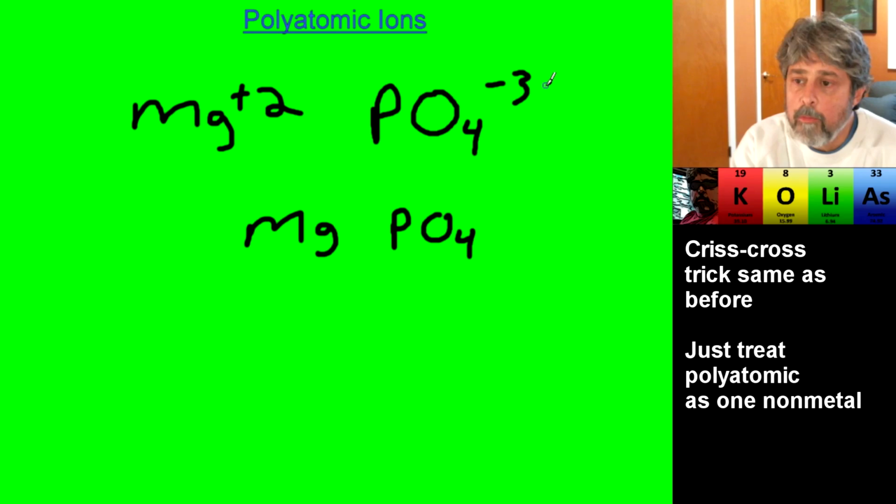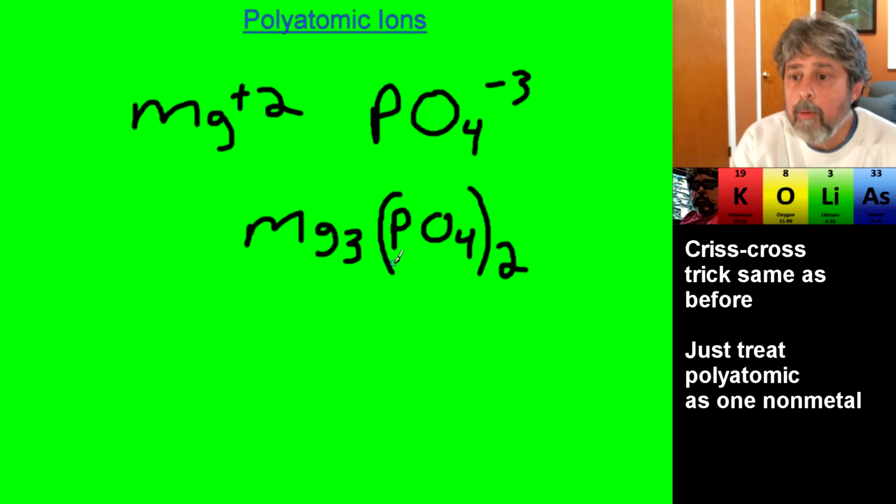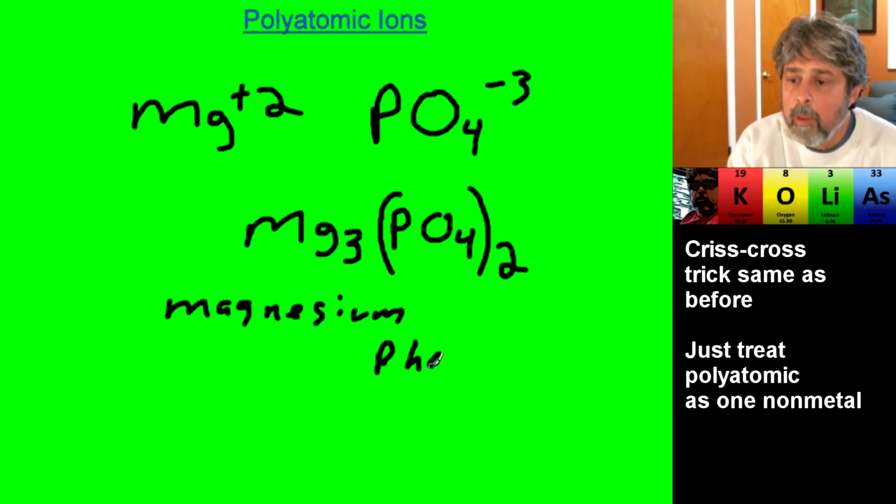This 3 from the phosphate is going to cross over. We'll put it after the magnesium. And then we definitely need parentheses here. Usually parentheses are only used if there's more than one of these. So this 2 is going to cross and go on the outside here. Okay, again, don't mess with anything inside here. The PO4, it's going to stay the same. It's never going to change for right now. This would be called magnesium phosphate. Because magnesium is not a transition metal, we do not need any Roman numerals.